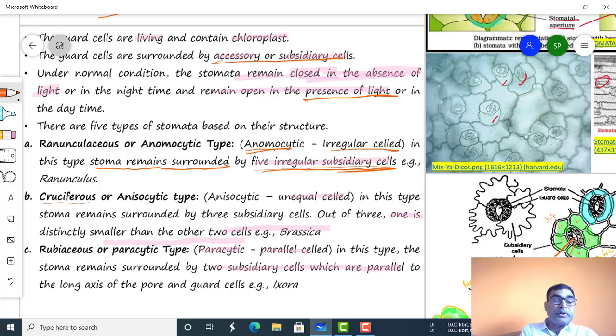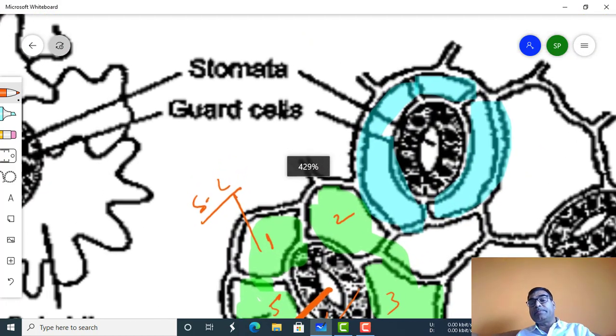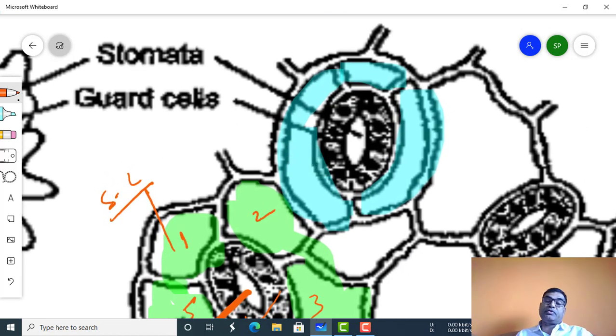Second one is the cruciferous or anisocytic type of stomata. Anisocytic type of stomata means unequal celled. In this type, the stoma remains surrounded by 3 subsidiary cells, and out of these 3 subsidiary cells, one is very small compared to the other 2. Example is Brassica. So this one is a cruciferous type of stomata.